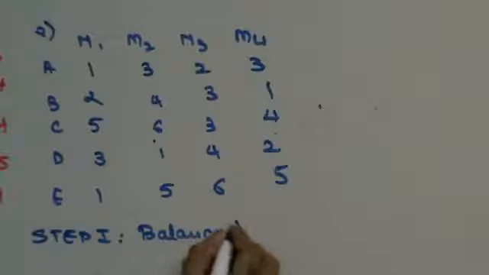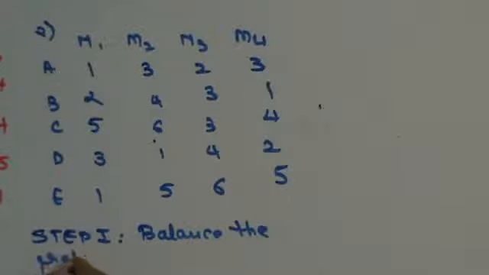Now what is unique about this problem? In all the sums that we have done so far, the number of rows was equal to the number of columns. Here the number of rows is 5 whereas the number of columns is 4. So in that case, this is called an unbalanced problem. The first thing I need to do is balance the problem. Step 1. Balance the problem. How do I balance the problem? By making the number of rows and columns equal.